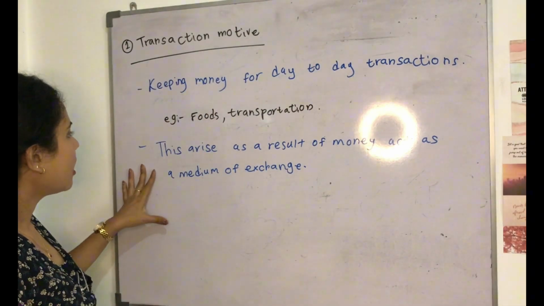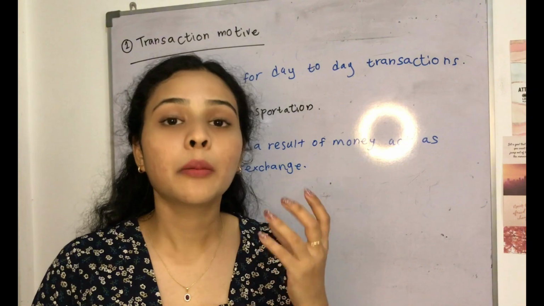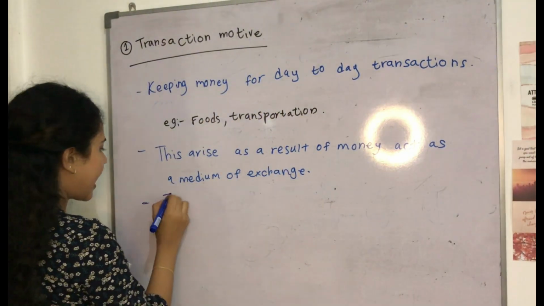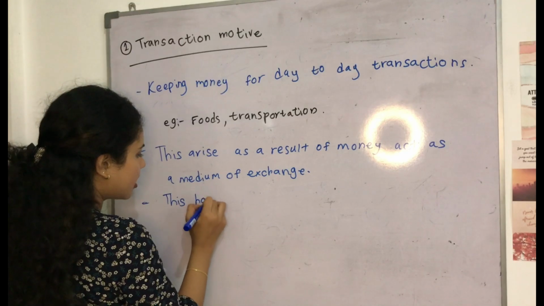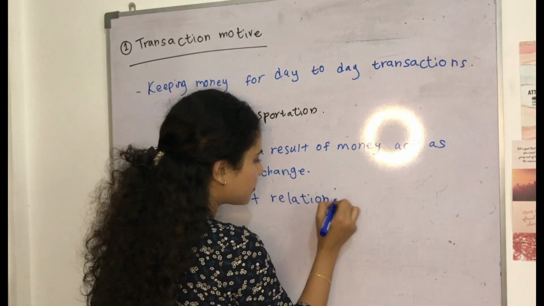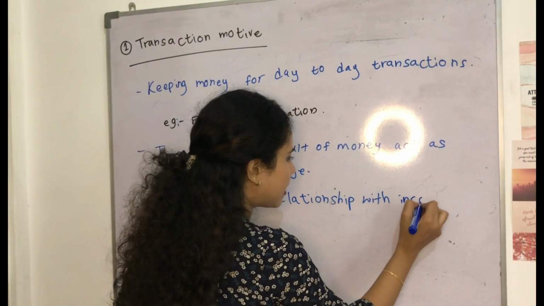So this function arises as a result of money acting as a medium of exchange. Another thing is that this has a positive relationship with income. Positive relationship with income. What does that mean?